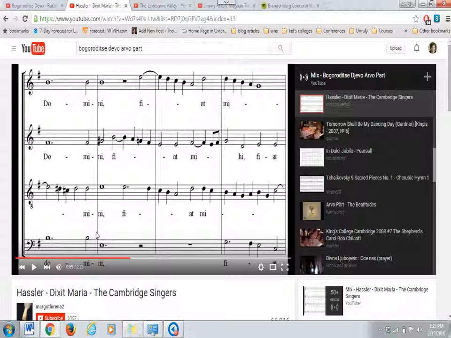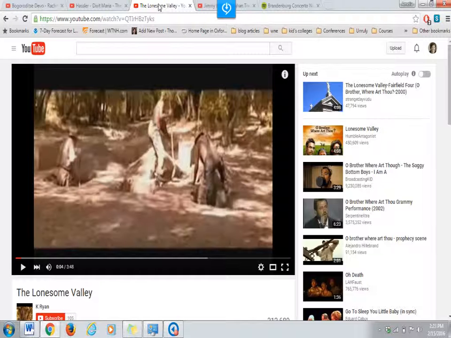If music is not written down, for example, traditional music, it is sometimes possible to see the people performing it. And this happens to be Lonesome Valley, a song that I've used as an example in the last lecture as being heterophonic. And it's from a movie, O Brother, Where Art Thou?